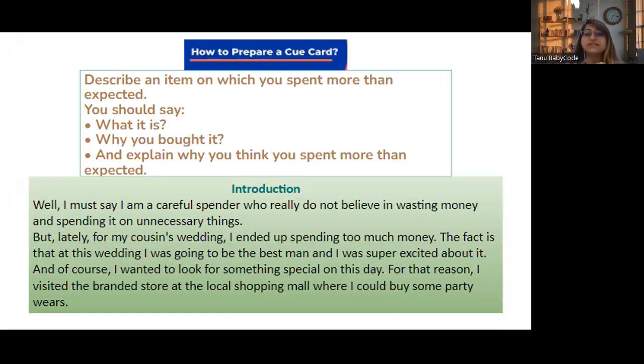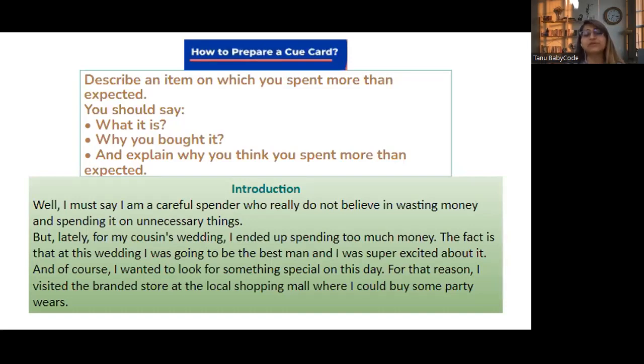So very first thing is introduction. You have to talk about something on which you spent more. First bullet point says what it is. Second says why you bought it, what is the reason for buying. And the third is why you believe that you spent more amount on it. So we'll start with the paraphrasing and introduction first.